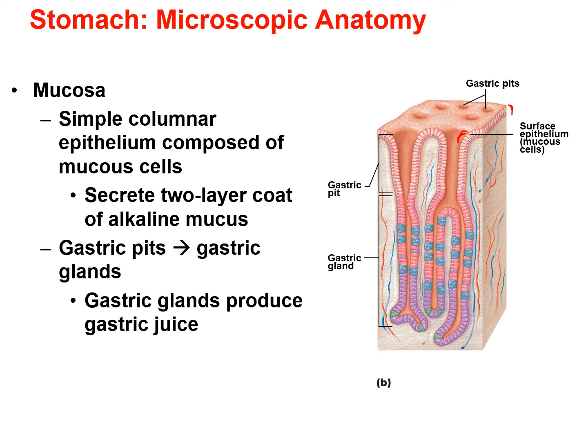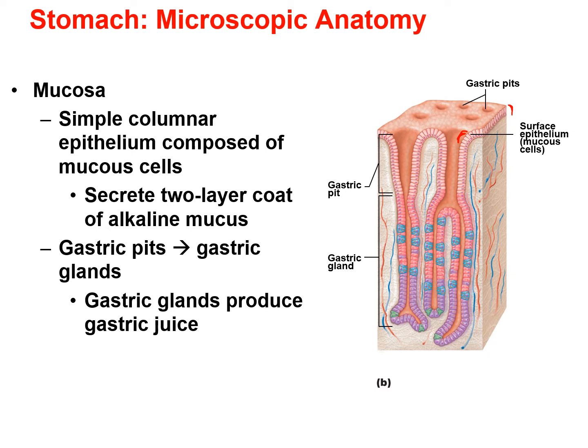And these cells are going to secrete a double layer of an alkaline mucus that coats the inner surface of the stomach. And the fact that this is an alkaline mucus is super important. We're going to see that your stomach produces very strong stomach acids and gastric juices. And so this alkaline mucus can help protect the stomach from digesting itself.